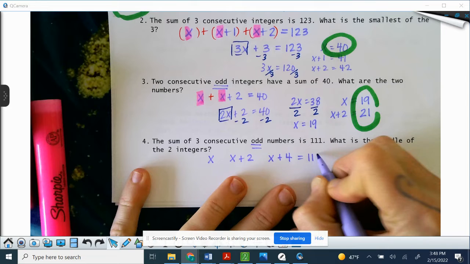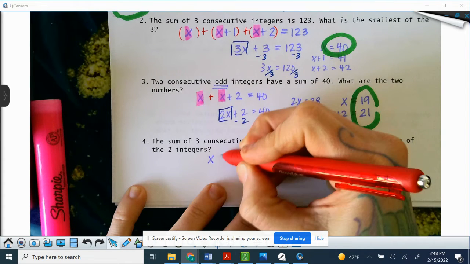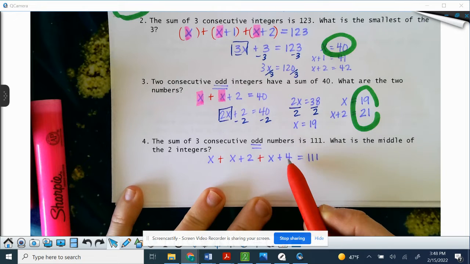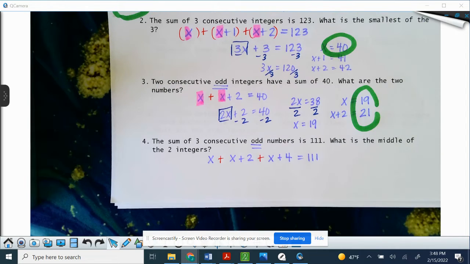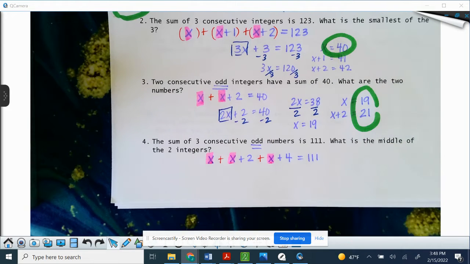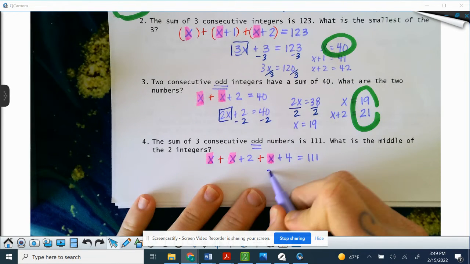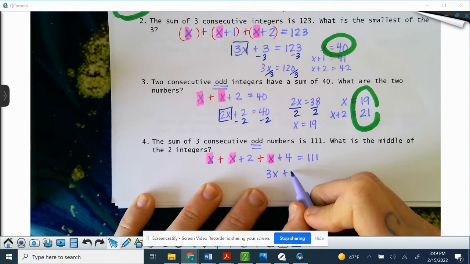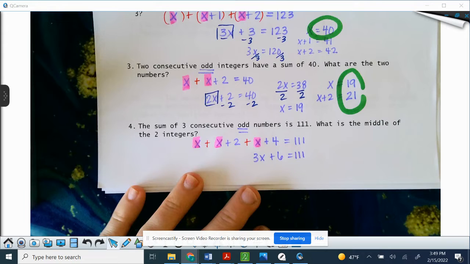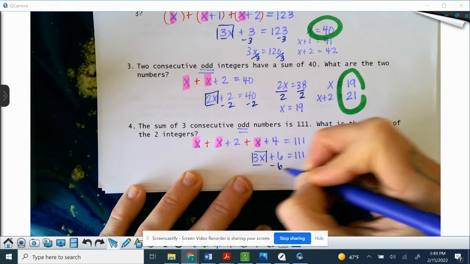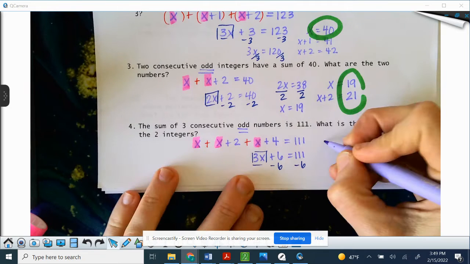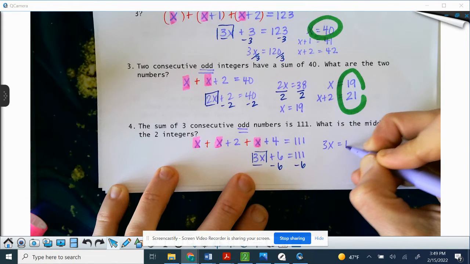It said the sum, so we're going to add these guys together. So 1, 2, 3 consecutive odd, which I use 2 and 4, which is good. We're going to combine like terms. So I have 3x plus 6 equals 111. We need that 3x by itself, so we're going to subtract 6 from both sides, which gives me 3x equals 105.